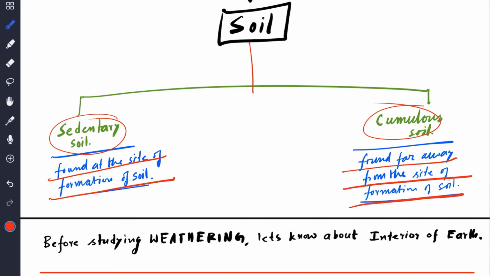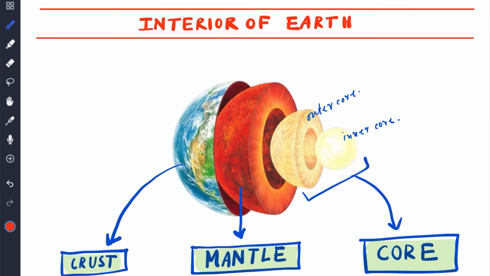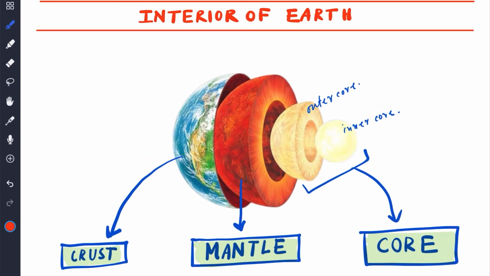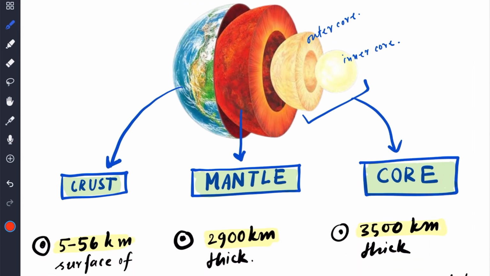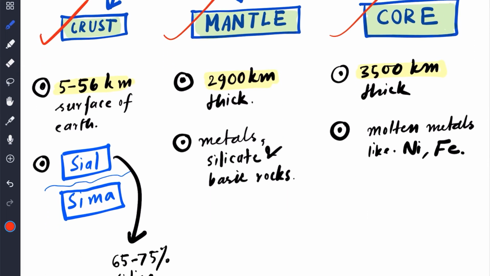Okay, so before going to study weathering, which we will discuss in lecture 3, we will discuss the interior of the earth. Why is this important? Because a few terminologies are there which we have to study before going in depth into soil science. So, interior of earth: we have studied in 9th and 10th that this is made up of crust, mantle and the core. Core is subdivided into outer core and inner core. Among these three parts, crust is important because it has the sial and sima.